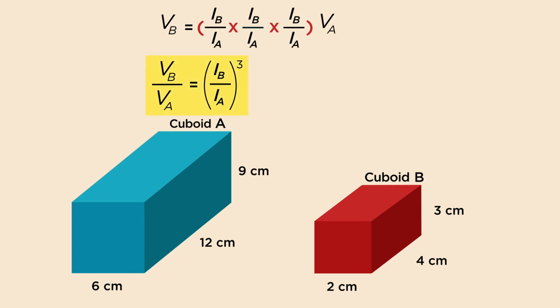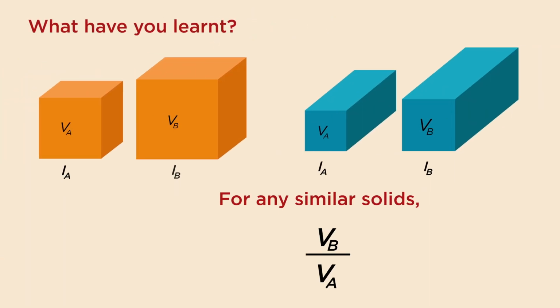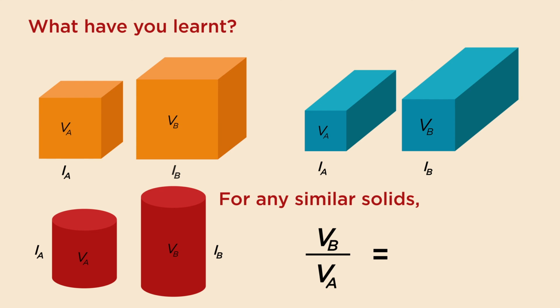Are you now convinced why the ratio of the volumes of any 2 similar solids, be it a cube, a cuboid, or even a cylinder, is always equal to the ratio of the corresponding sides cubed?